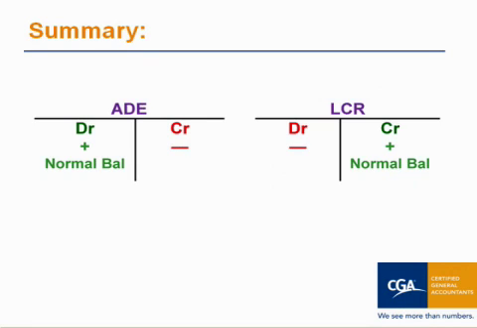So in summary, for assets and expenses, a debit balance is our normal balance. A credit balance would reduce it. So you could think of ADE: assets, debit, expenses. Also, when it comes to our credits, liabilities and revenues have a normal credit balance. So one might think LCR: liabilities, credit, revenues.